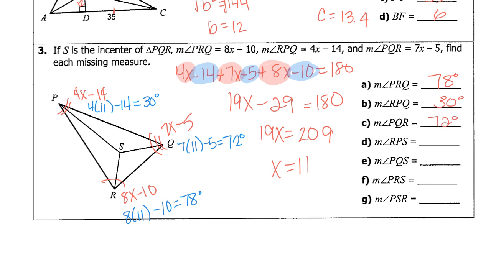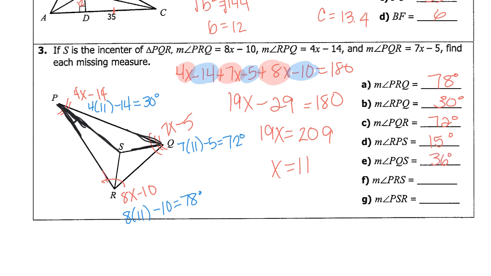And part D wants us to find the measure of angle RPS. Well, RPS is right here. So that's half of 30. It's 15 degrees. I know it's half because remember we have an angle bisector right here. PS is an angle bisector. So angle PQS, that's over here. Again, I know the whole thing is 72, so PQS is only half of that. So I get 36.